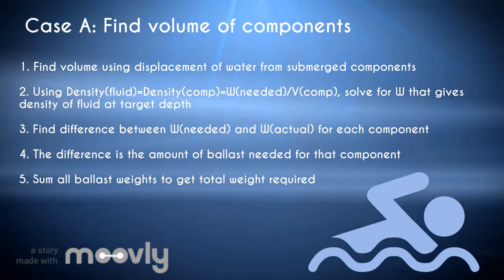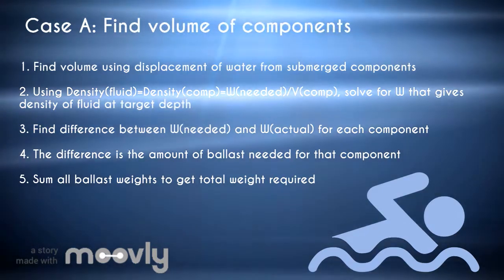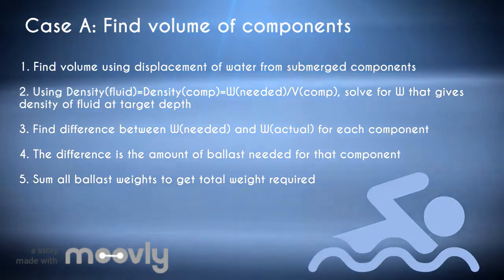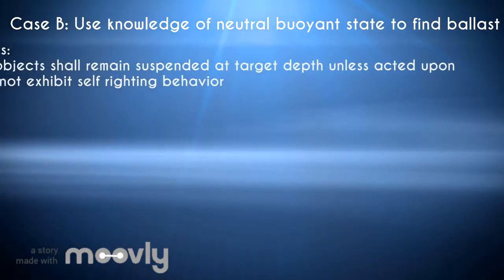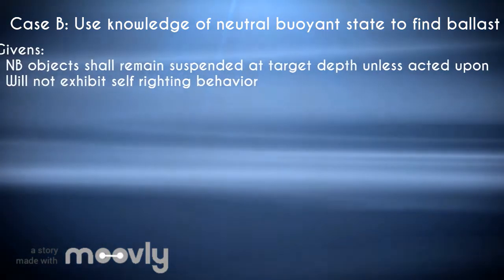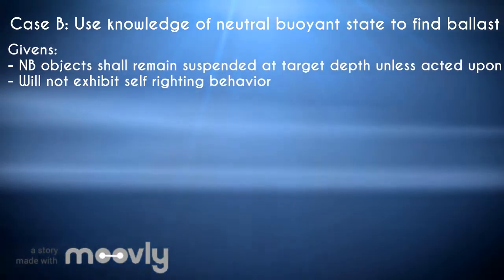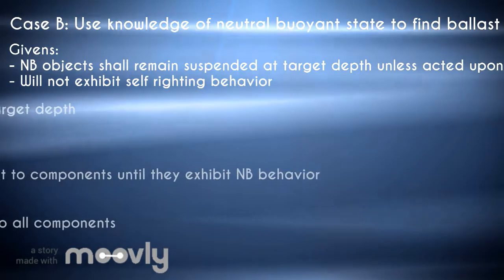The issues with this approach is that it's impractical for large objects and requires knowing the exact weight of all components. For case B, we operate on two givens. First, the neutrally buoyant object shall remain suspended at target depth unless acted upon, similarly to a block at rest on a table. The second given is that a neutrally buoyant object will not exhibit self-righting behavior.